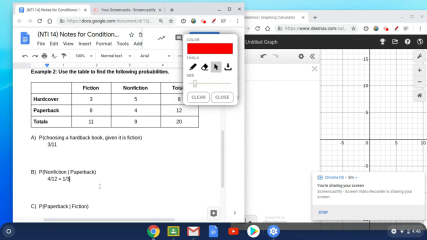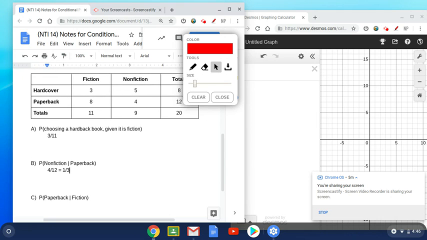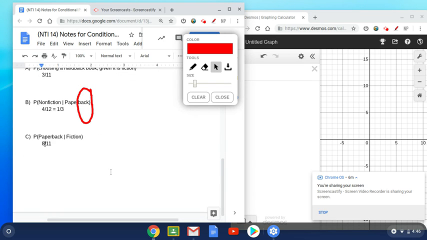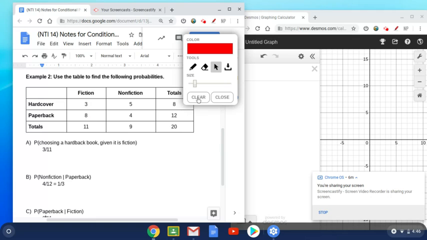And one more. Part C says, what is the probability that you choose a paperback book given that it's fiction? So what am I looking at here? Well, the word that comes after the line is fiction, so I am only allowed to look at the fiction books. Only those 11. So the bottom of my fraction is going to have an 11 on it. Now I say, out of those 11, so just this column, how many are paperback? Well, 8 of them are. And then you're done right there. You can change them to a decimal if you want to, but you don't have to.